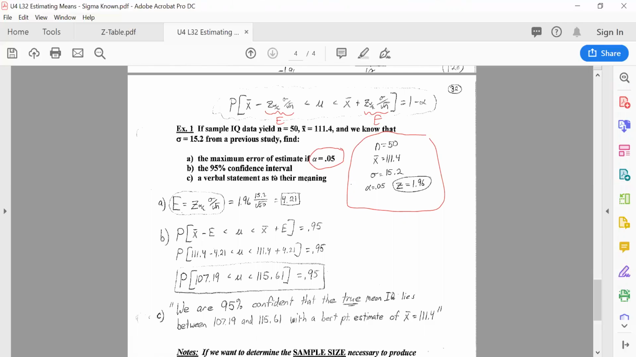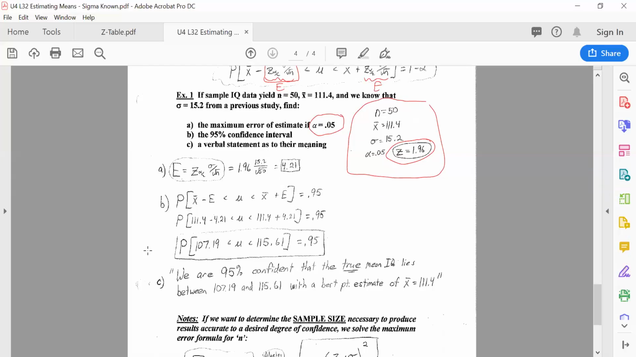So notice how I circled z equals 1.96. So the error estimate is just this part of the confidence interval formula: the z-score times sigma over root n. So replace z with 1.96, replace sigma with 15.2, replace the square root of n with the square root of 50, and you get 4.21. Boom.